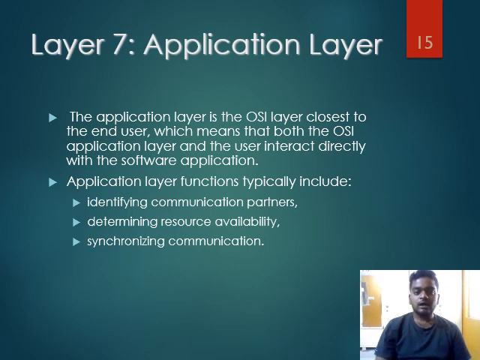Coming to layer 7, the application layer. The application layer is the OSI layer closest to the end user, which means both the OSI application layer and the user interact directly with the software application. Application layer functions typically include identifying communication partners, determining resource availability, and synchronizing communication.